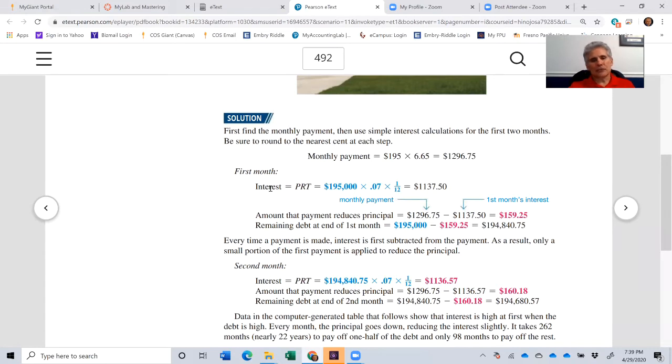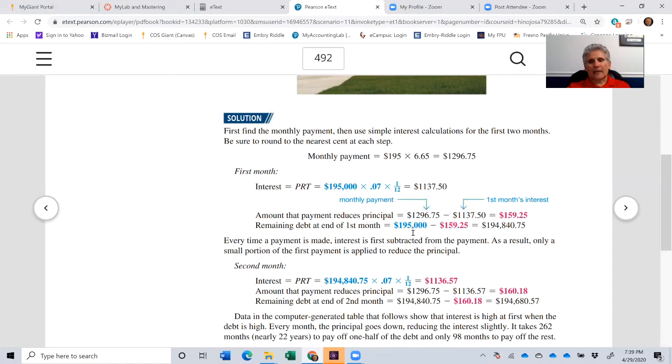Our first payment, just like we did in the auto loan, we're going to use PRT. So the outstanding amount is $195,000. We're going to multiply that by 7%, and then multiply that by 1/12 because it's 1 out of 12 months. So the amount of interest that's going to be charged on the first payment is $1,137.50. Now remember, our payment is $1,296.75. So very little of that $1,296.75 at first is going to go against the principal. Most of it is going to be paying interest.